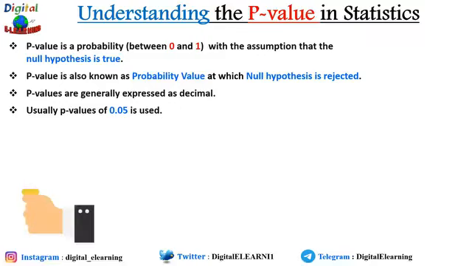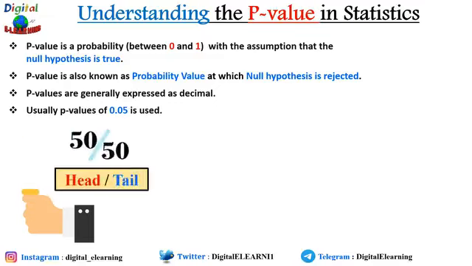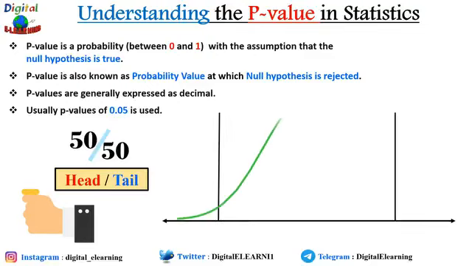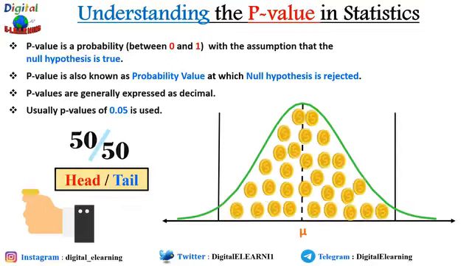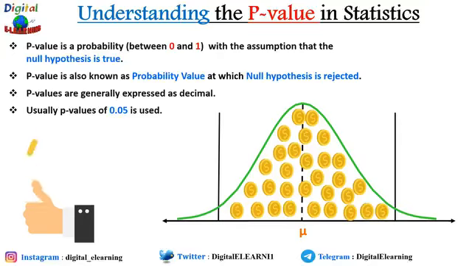Let's say an experiment is performed to determine if a coin flip is fair or not. So you flip the coin. You have an equal probability of getting a head or tail, that is 50-50 or 0.5. Now suppose you flip the coin 1000 times. It follows a normal distribution curve, and on average we would expect to have 500 tails and 500 heads.